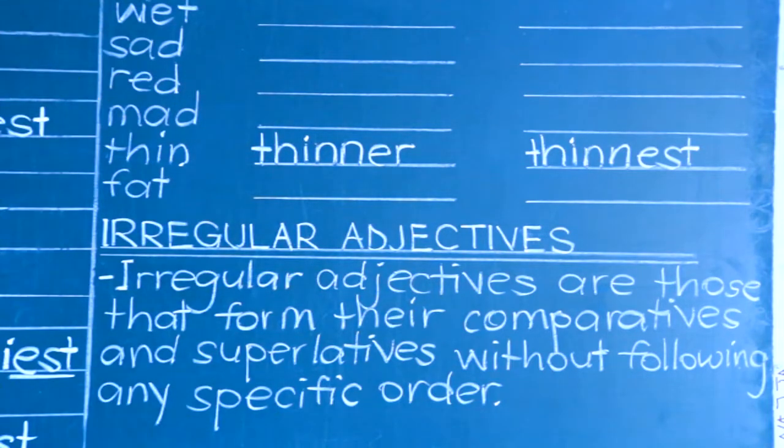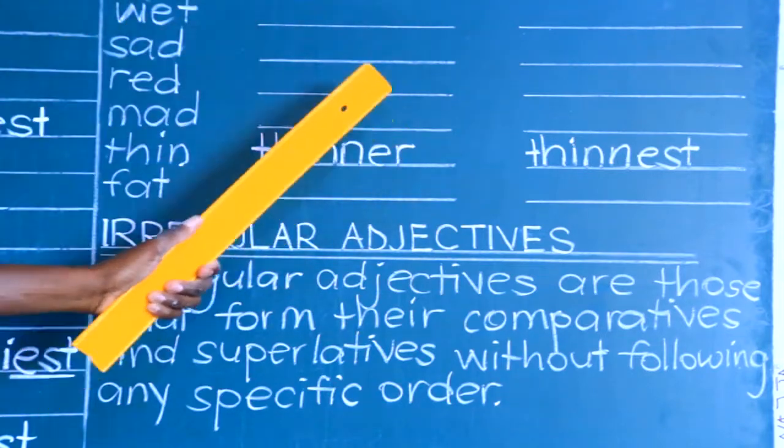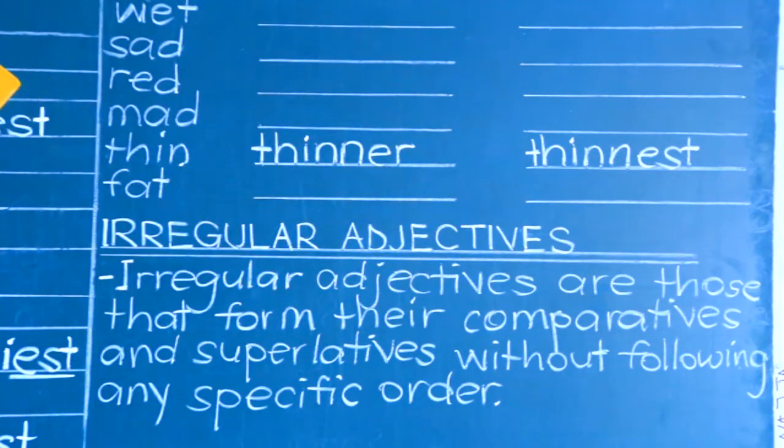Those ones are also there. With the regular ones there is some bit of similarity where they give you the rule: add this, then add this, drop this, drop that, and add this. Here, no specific rule. You are just going to see how they are formed. Follow the teacher attentively.